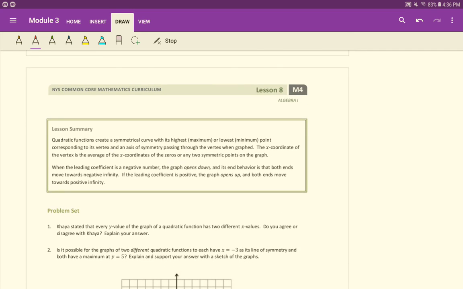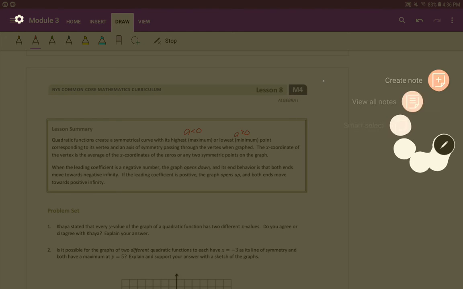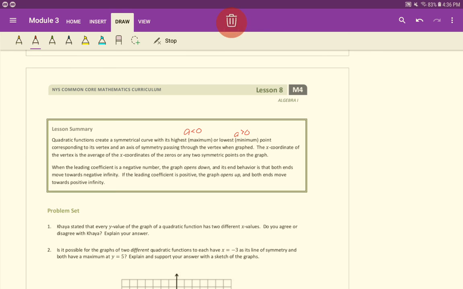So the summary for this lesson: quadratic functions create a symmetrical curve with its highest maximum or lowest minimum point corresponding to its vertex. So the maximum or minimum is at the vertex. And it depends on whether, if A is less than 0, we'd have a maximum, or if A is greater than 0, then we have a minimum. Okay. And an axis of symmetry that passes through the vertex, the x-coordinate of the vertex when graphed. The x-coordinate of the vertex is the average of the x-coordinates of the zeros of any 2 symmetric points on the graph, or the midpoint, too. You can think of it that way, the midpoint.